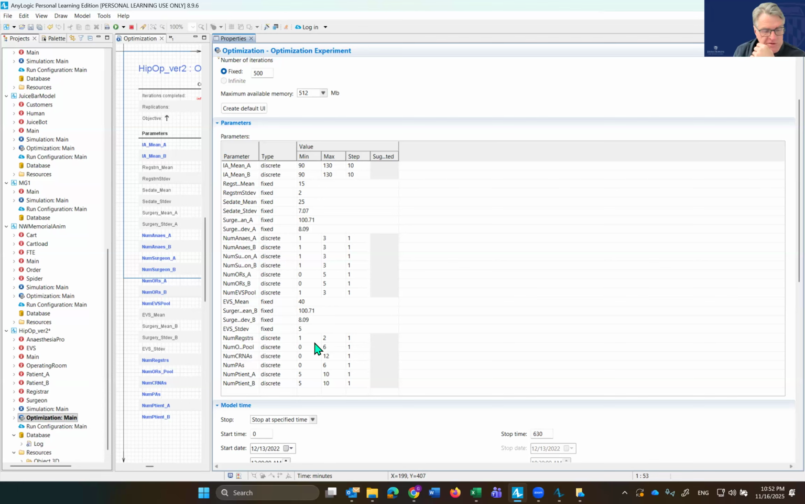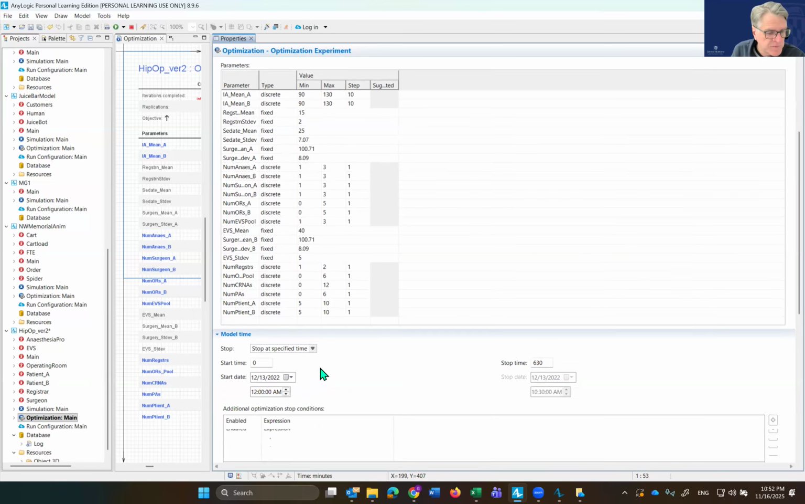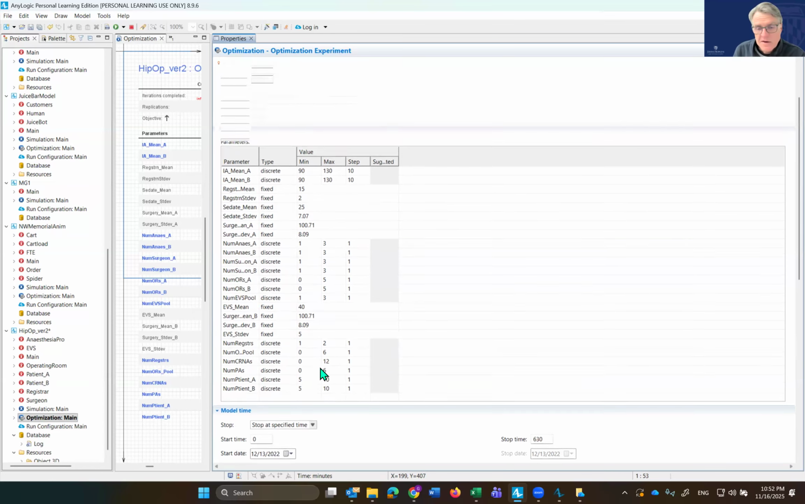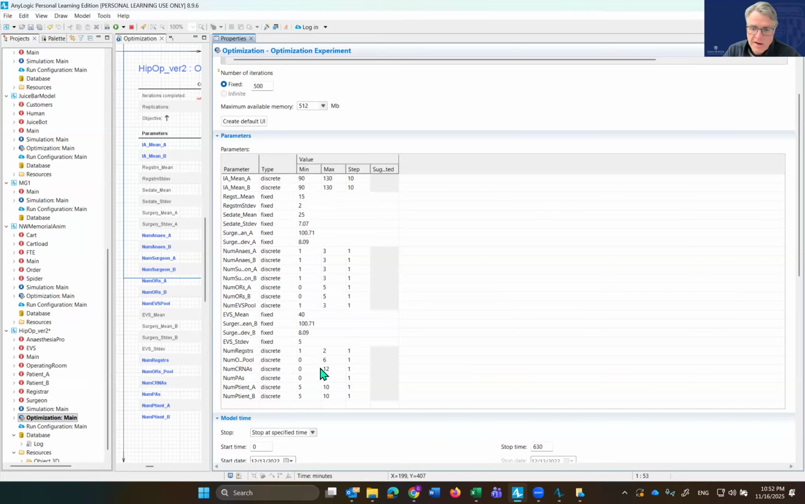Not really changing much about the registrars, allowing one reduction there. For the pooling of the ORs, anywhere from 0 to 6. And then CRNAs anywhere up to 12, PAs up to 6. And then the patients anywhere from 5 to 10 being scheduled, both tracks, stepping in one at a time. So you're probably thinking, okay, that looks like a wild range of parameters, and that's not respecting things like dedicated anesthesiologists and surgeons to each track, and that's fair.